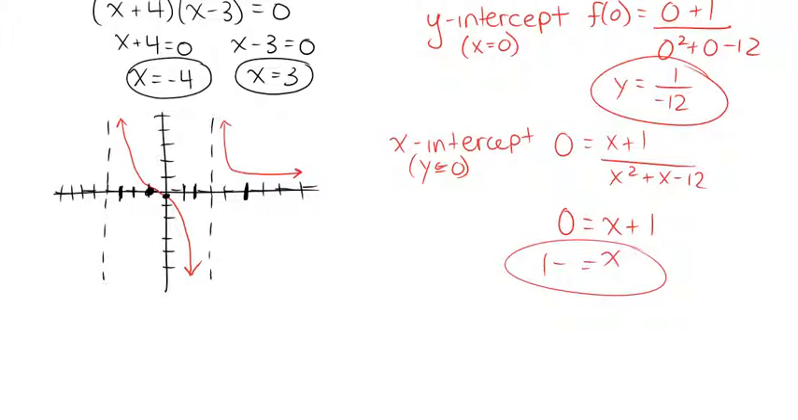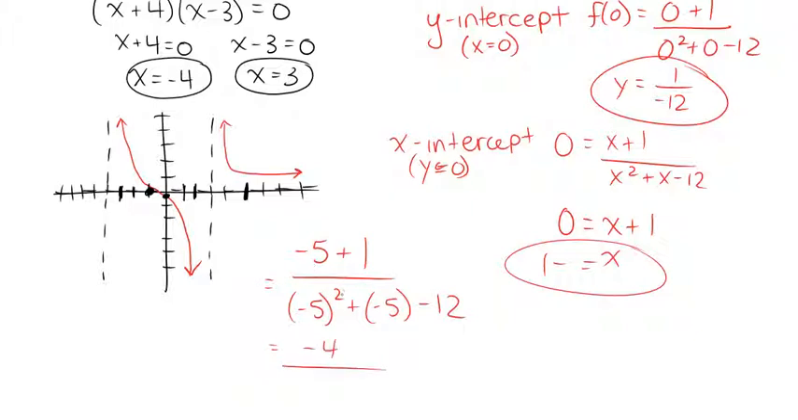And then if I try the same thing, say I try negative 5. Negative 5 plus 1 over negative 5 squared plus negative 5 minus 12, and I check out what that's going to equal. Negative 5 plus 1 will be negative 4. Negative 5 squared will be 25, minus 5 will be 20, minus 12 will be 8. So that's going to be negative 1/2. Oh, weird. It's going to be down there.